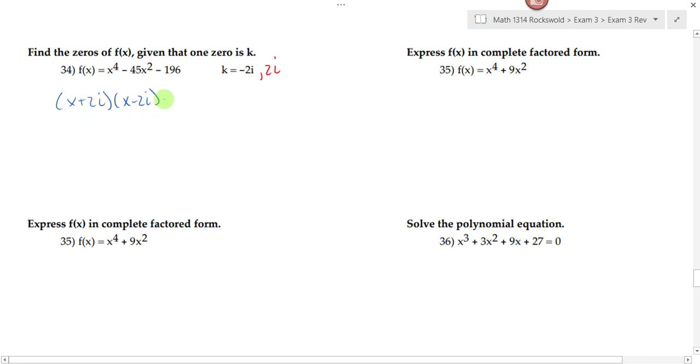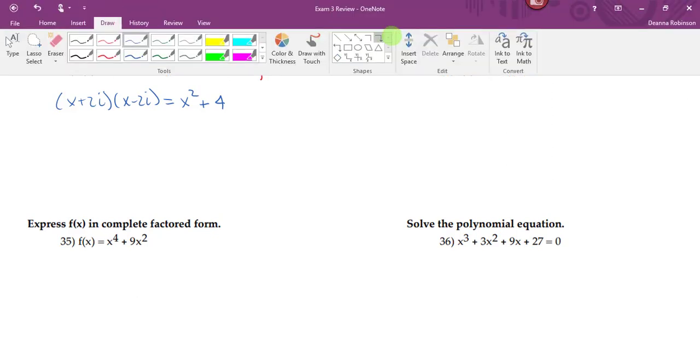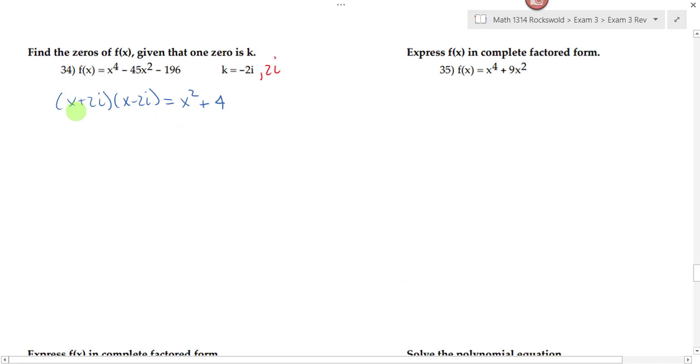And if I were to FOIL this out, that would give me x squared plus 4 as a factor of this fourth degree polynomial. I can then divide that fourth degree by this quadratic to work this down to a quadratic that I can factor further to get the other 2 zeros. And that's exactly what I'm going to do. When you do FOIL here, you get x squared minus 2i plus 2i, so those are going to cancel out, and then minus 4i squared. Well, the minus 4i squared, i squared is -1, so that's -4 times -1 is +4.